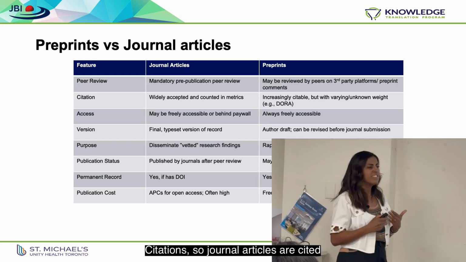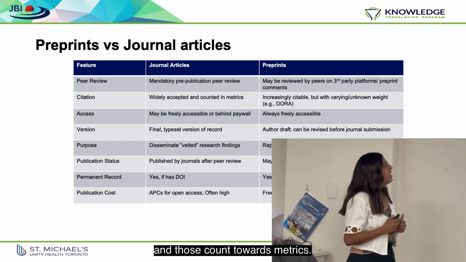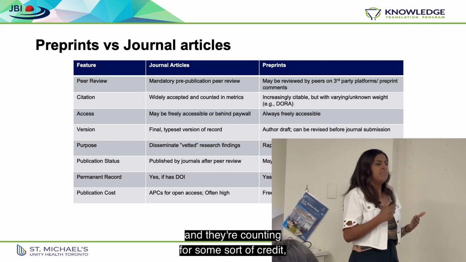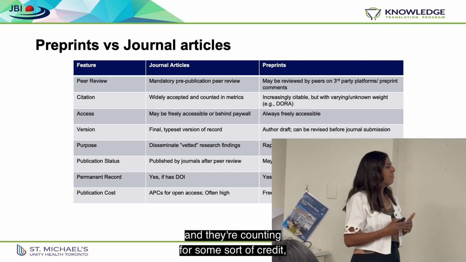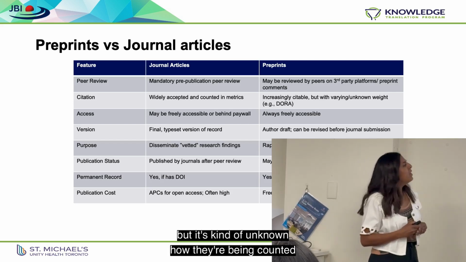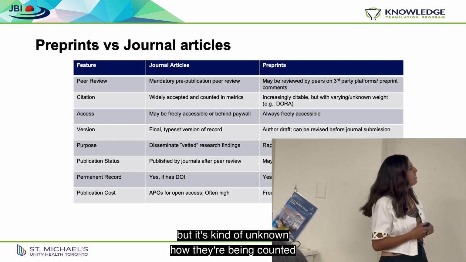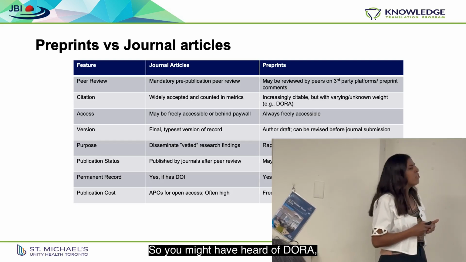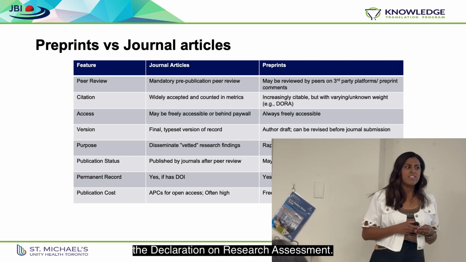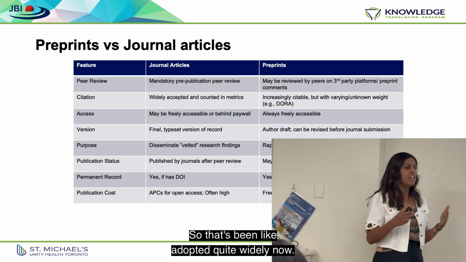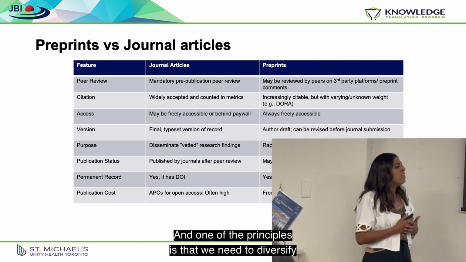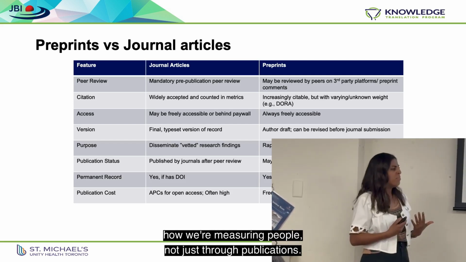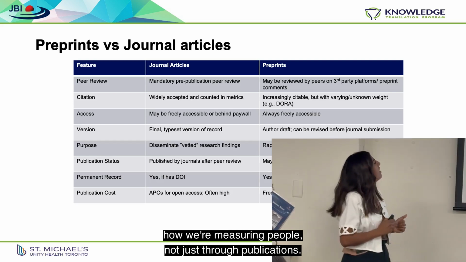Citations: journal articles are cited, and those count towards metrics. Preprints are increasingly being cited, and they're counting for some sort of credit, but it's kind of unknown how they're being counted by institutions, funders, and otherwise. So you might have heard of DORA, the Declaration on Research Assessment. That's been adopted quite widely now, and one of the principles is that we need to diversify how we're measuring people, not just through publications.